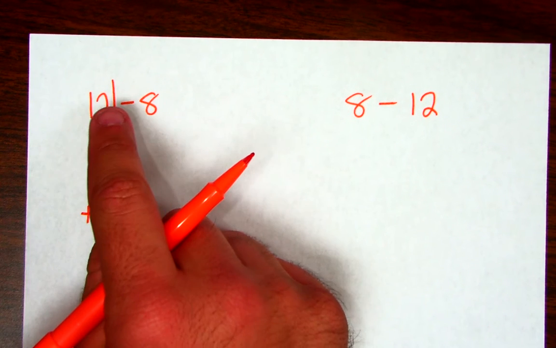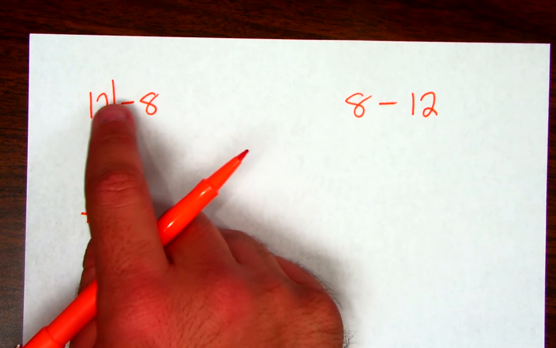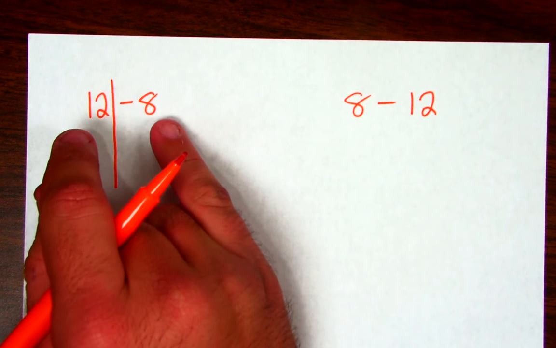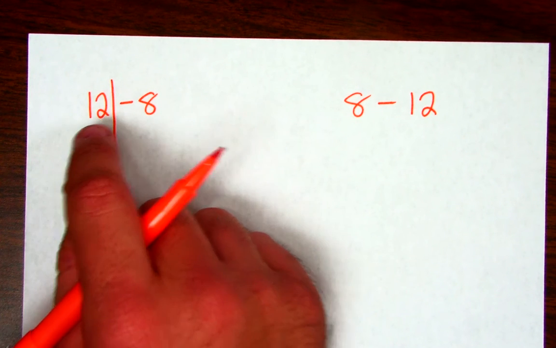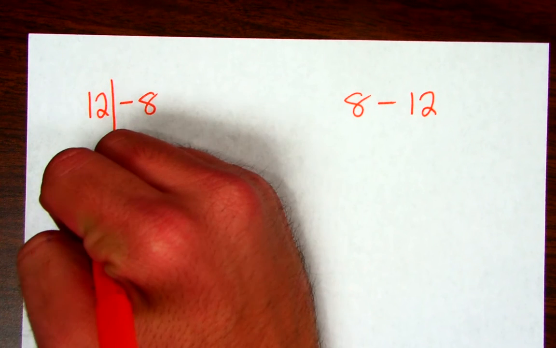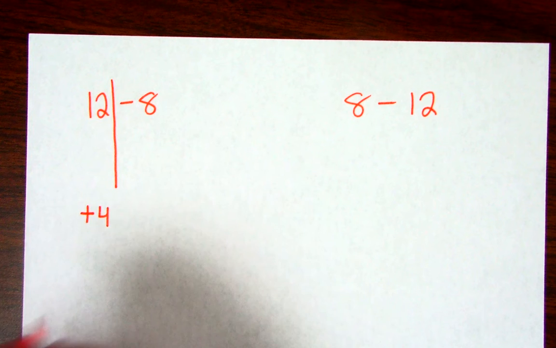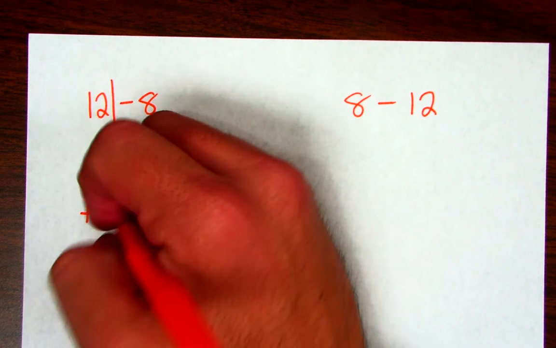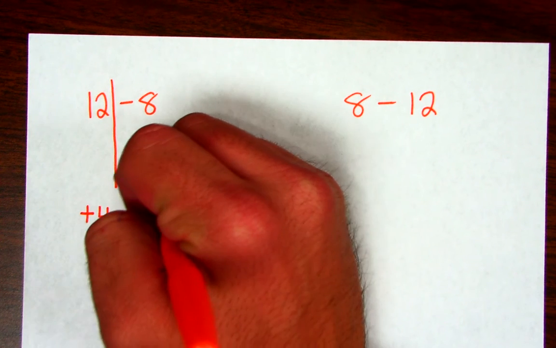And now since I have positive people and negative people, I have two different signs here, a positive and a negative. Those numbers must be subtracted. So 12 minus 8 is 4. If you want, you can leave it as a positive 4 just like so, or you can write it just as the normal 4.